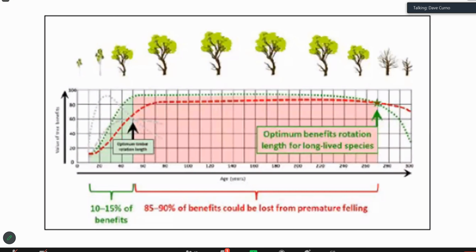Now, this graph's quite interesting and important. This shows how much carbon dioxide the tree takes up over its lifespan. Unfortunately, it's not very clear, but there are a few things to note. One is that it starts off here.